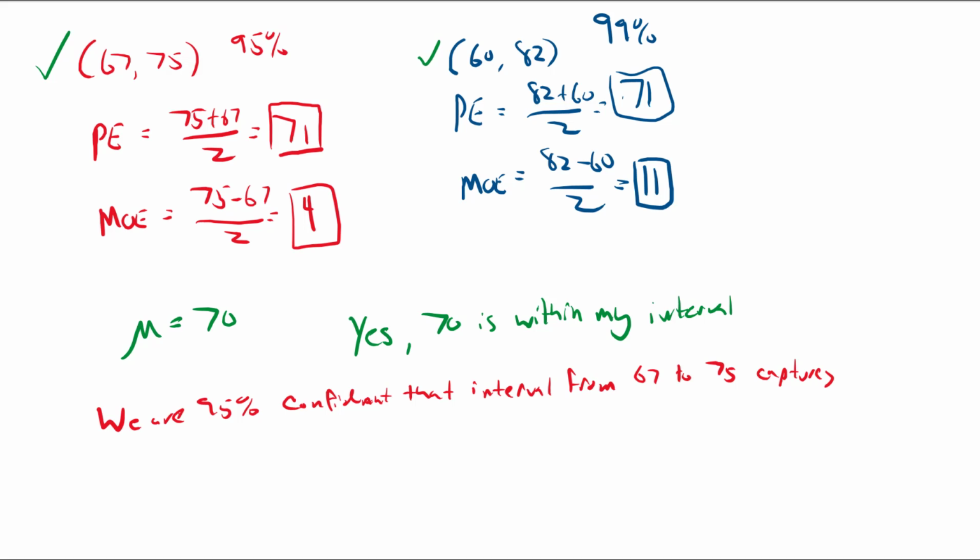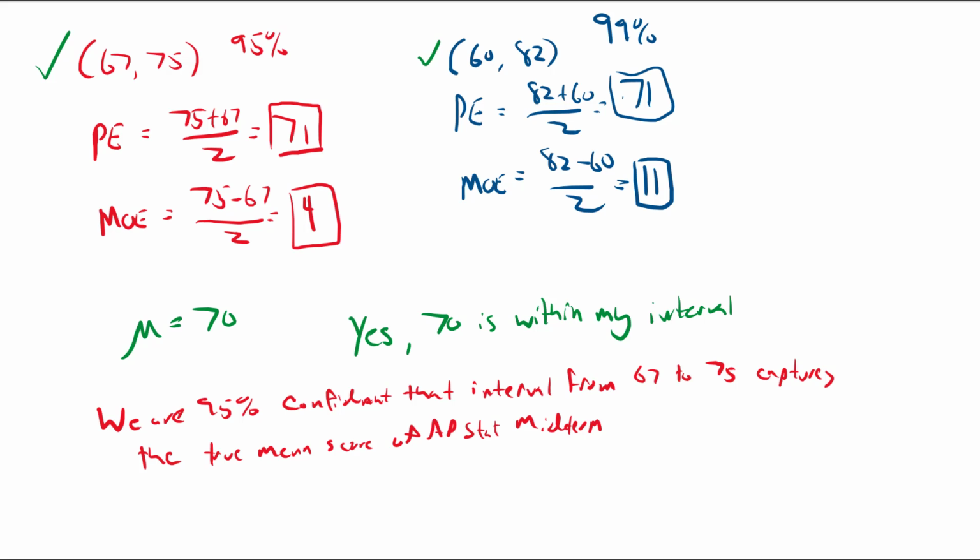All right, so we are 95% confident the interval from 67 to 75 captures the true mean score of the AP Statistics midterm.